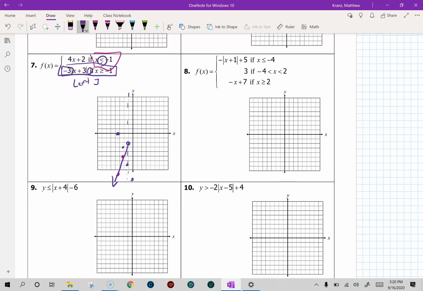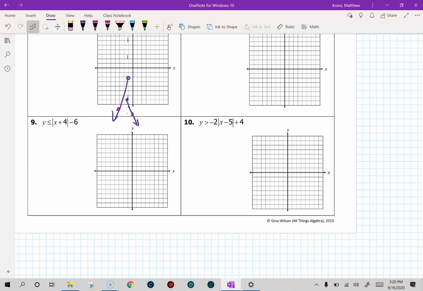So technically, right here, this is going to be our absolute value function on this side because it can only be where x is equal to or greater than 1. So this is what it would look like down here. All right, why don't you go ahead and try number 8, and we'll go over that together after.